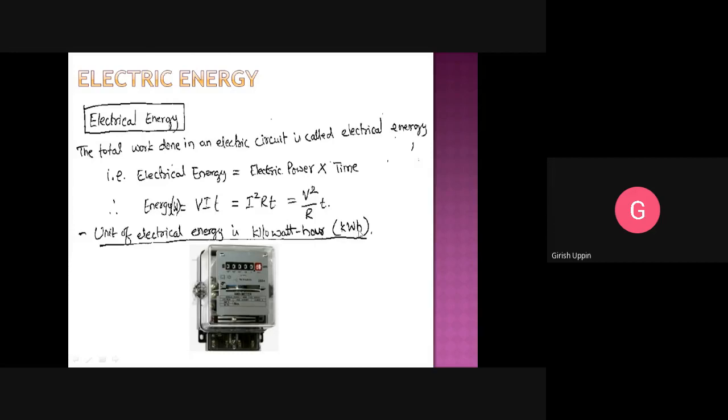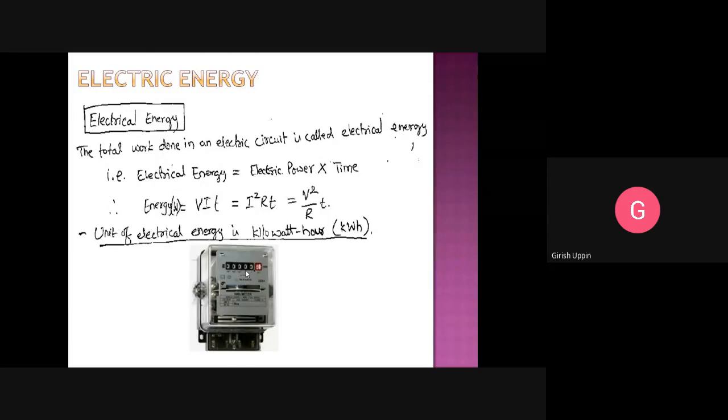What is the energy consumed in your house? In your house, you have a lot of electrical equipment. You have a TV, a fan, a refrigerator, a washing machine. And if you look behind all those equipments, you will see the rating of that particular equipment.